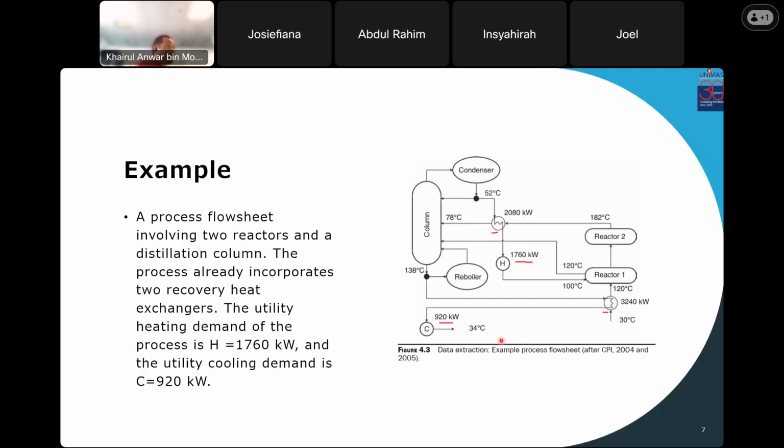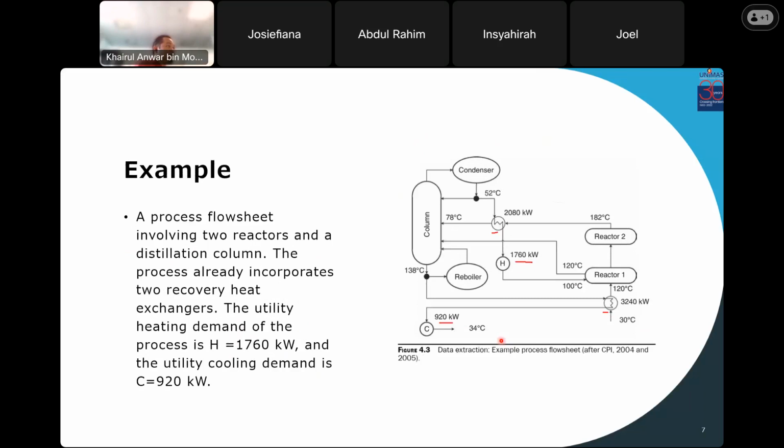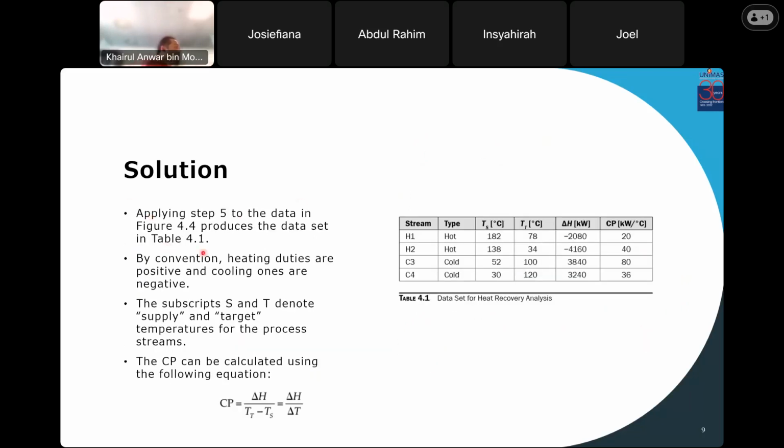As you can see here, there is no more this assembly. So in figure 4.3, there's a heater here. This is simplified. Thanks to step 5 of the data in figure 4.4, it produces the data set preparation.